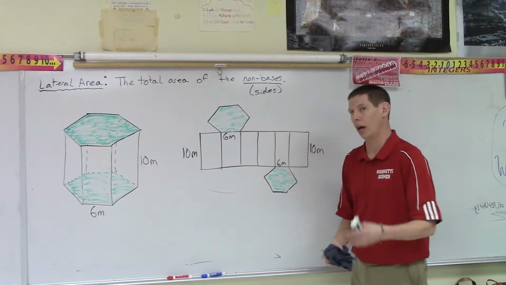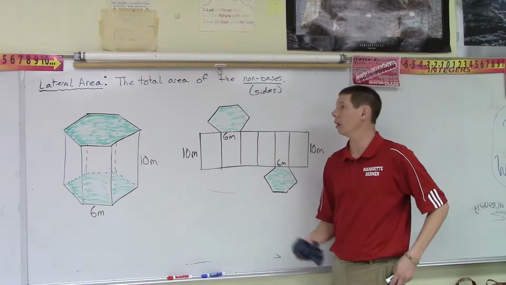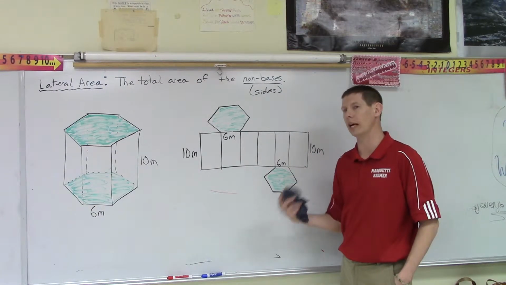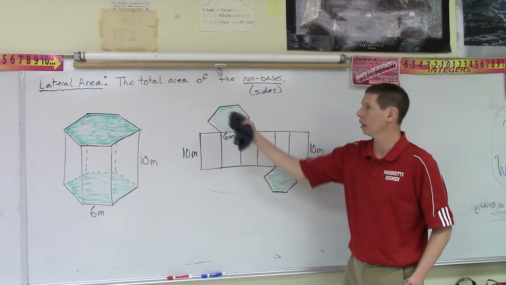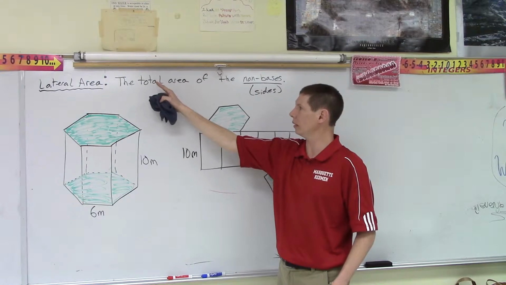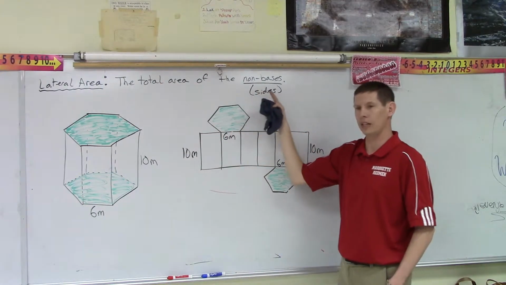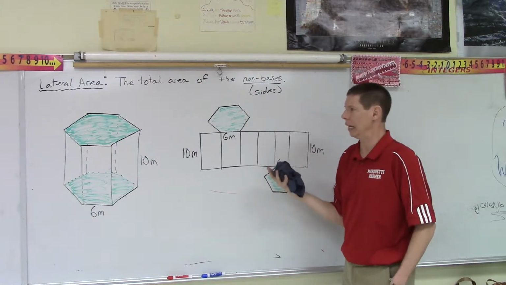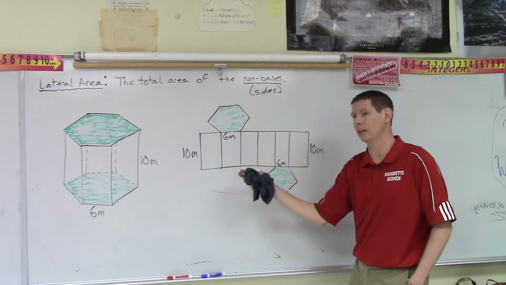And then add those 8 numbers together. Not bad. I'm going to introduce something to you called lateral area. You'll be asked on some problems for the next few days to find the lateral area of shapes. All lateral area is, and you might want to make note of this, is the total area of the non-bases. In other words, it's just the sides. It's taking this and making it simpler.